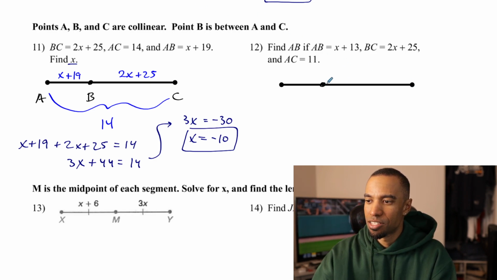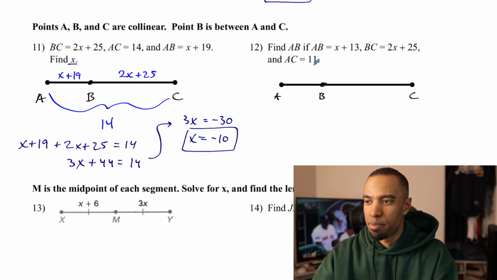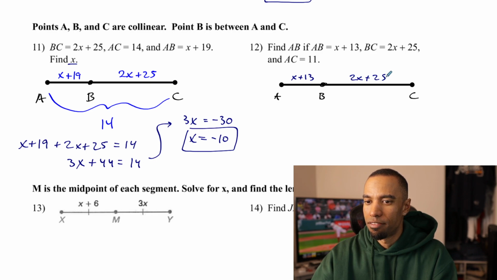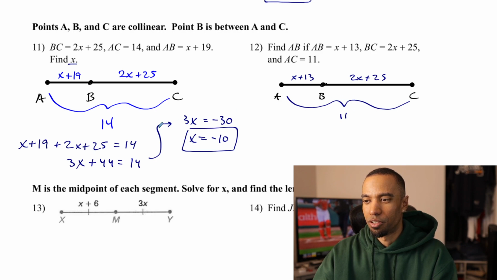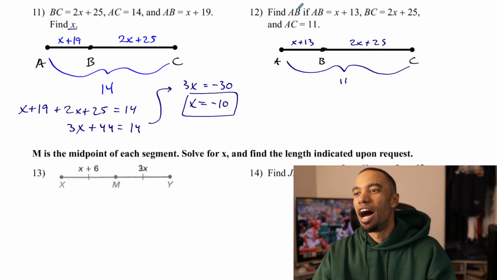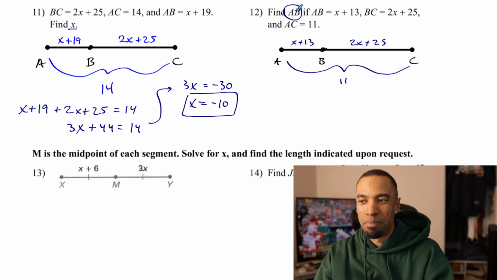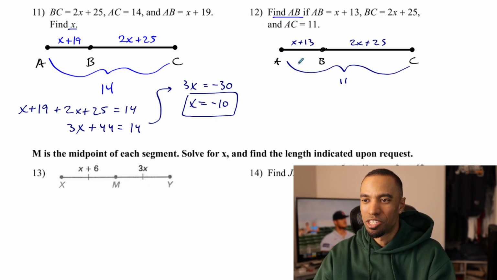That was whipped fast. A, B, C. The length of AB is x plus 13. BC is 2x plus 25, again. And AC is 11. It seems like a very close problem to what the last one was. Not really much difference here, guys. The difference is we are going to find the length of AB this time. So when you find x, you plug it in. So make sure you notice what the instruction asks you to do.